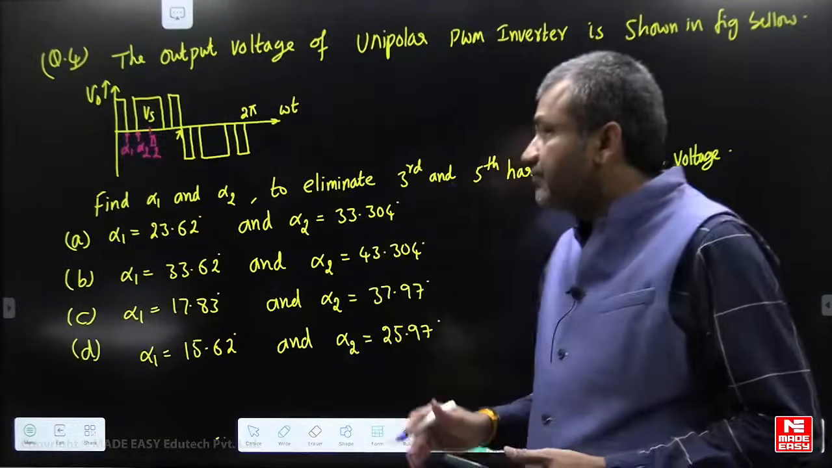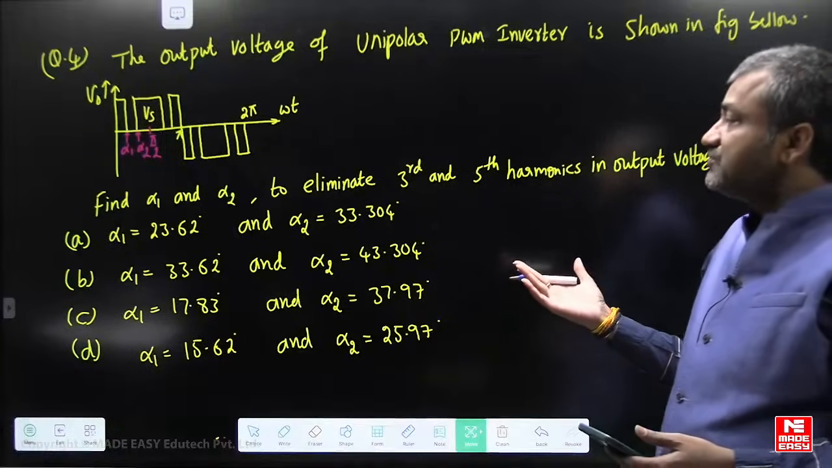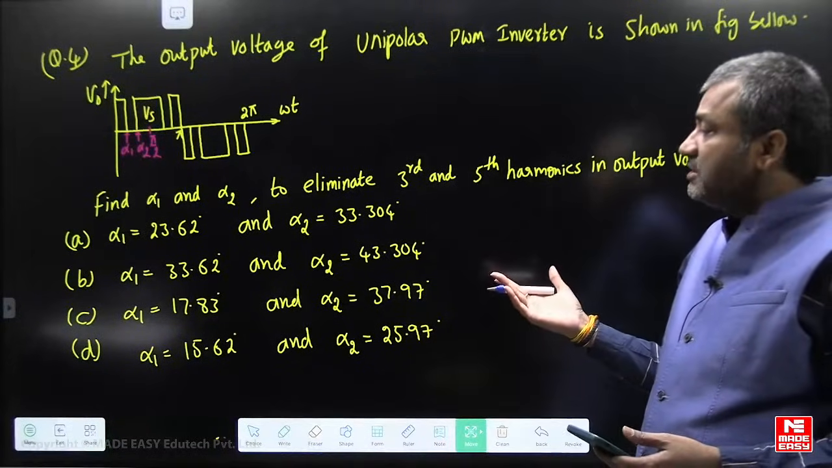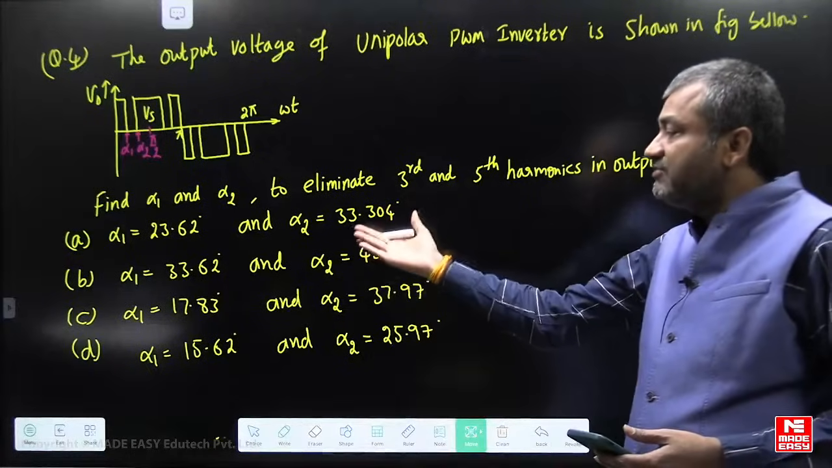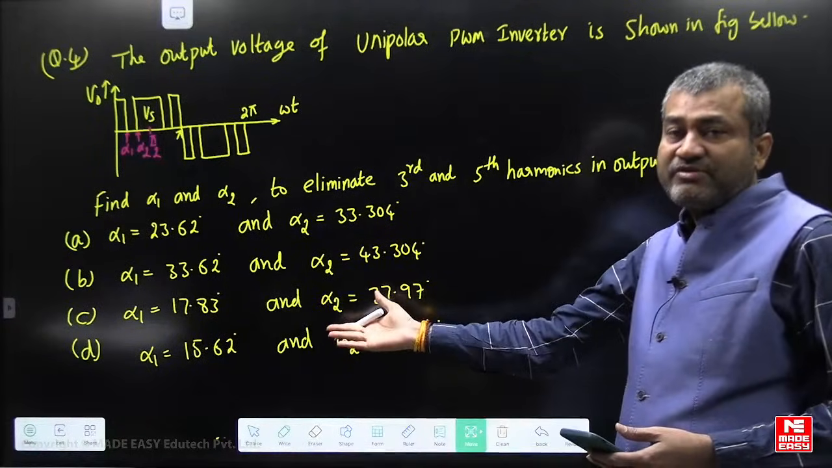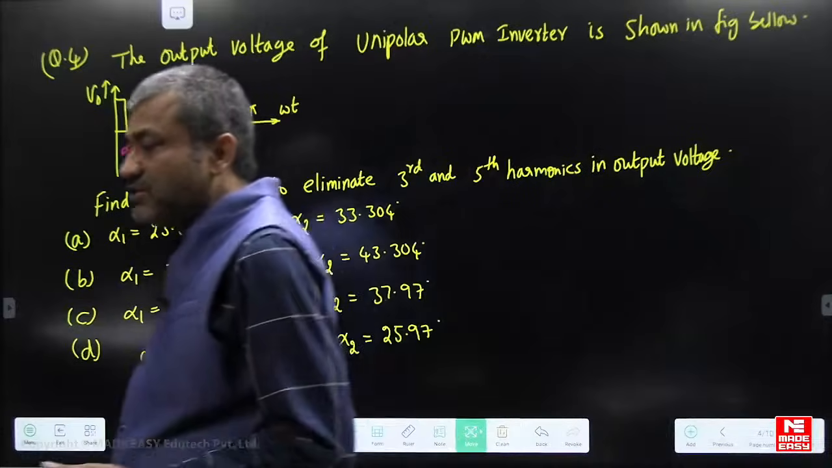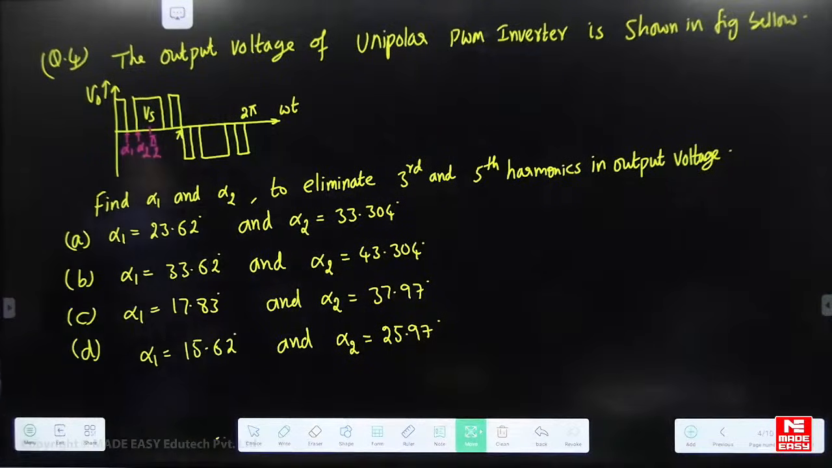Just use the Fourier series for this waveform and find out the nth harmonic voltage and just substitute, then verify which option is correct, because it takes more time to use numerical methods to calculate alpha 1 and alpha 2. Just substitute and verify which one is the right answer.